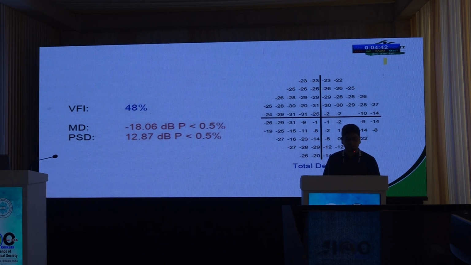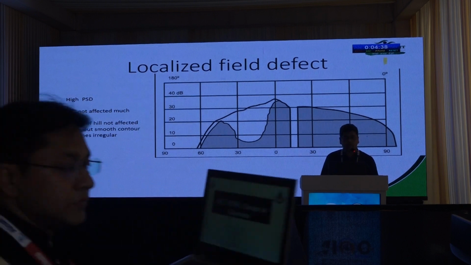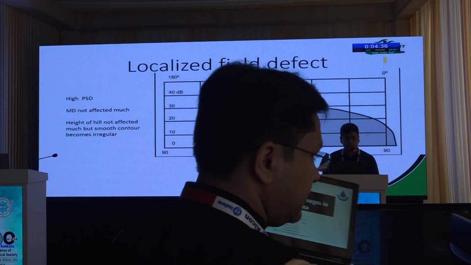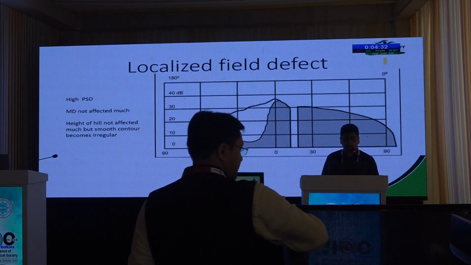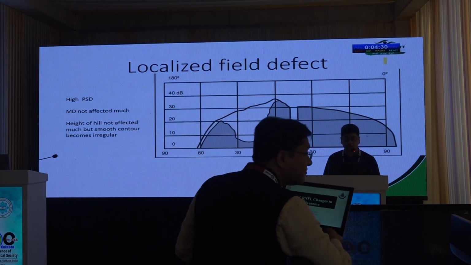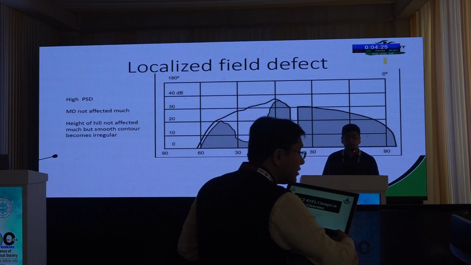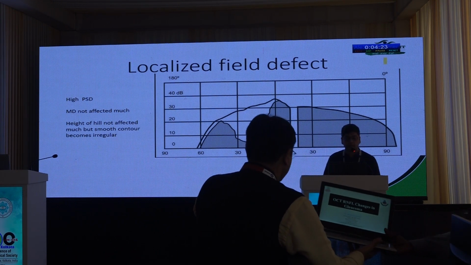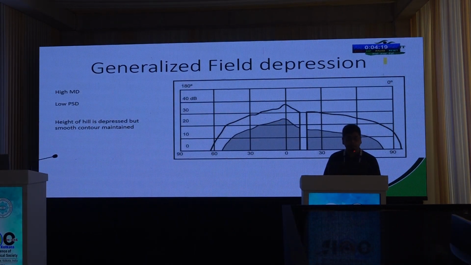This is how a localized field defect would look on the Traquair's field, the hill of vision. Here the localized defect affects the contour of the hill of vision. Here the pattern standard deviation will be high, and the mean deviation will not be affected much. In a generalized field depression, the mean deviation will be high and the pattern standard deviation will be low, because there are no localized defects as such. The general contour of the hill is maintained.